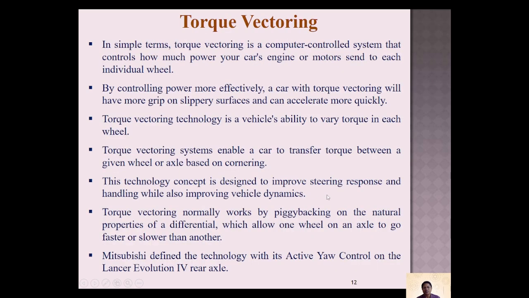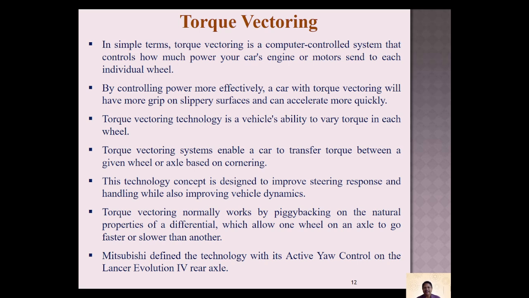One of the important factors in EV or HEV is torque vectoring, which is very important. It is a computer controlled system that controls how much power your car engine or motor sends to each individual wheel. That gives the driver the confidence to drive the vehicle. By controlling power more effectively, a car with torque vectoring will have more grip on slippery surfaces and can accelerate more quickly. Torque vectoring technology is a vehicle's ability to vary its torque for each wheel.